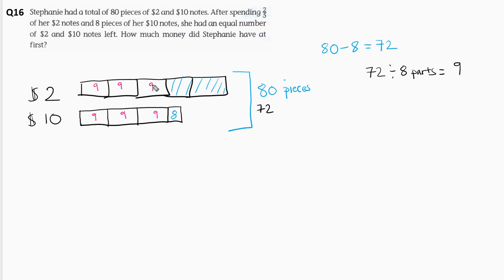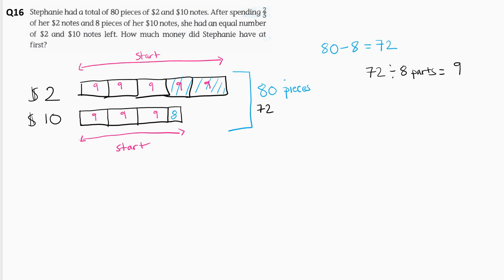Again, this is not a monetary value. This is the number of notes. We have to keep reminding ourselves of that. Now, what I should have drawn in and what I haven't is what there was at the start. This is what there was at the start. And this is what there was at the start. This is the number of notes at the start. And we are asked, how much money did Stephanie have at first? Well, we know how many notes there are. We now need to work out how much money that represents.